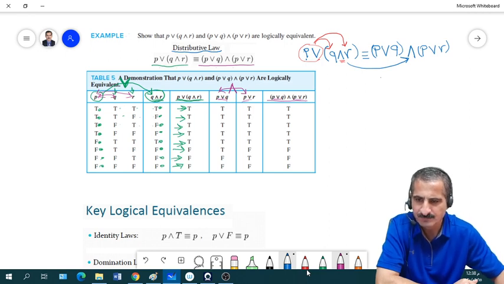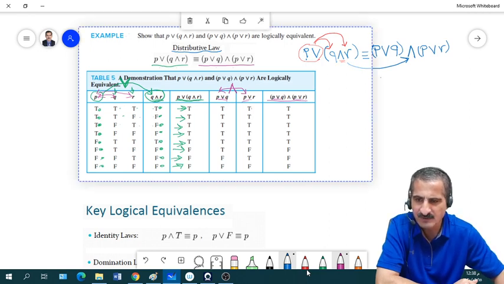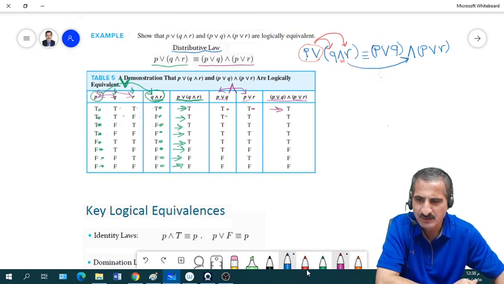So we will see true and true is true. True and true, true. Again, true and true, true. True and true, true. True and true, true. True and false gives false. False and true gives false. False and false gives false.